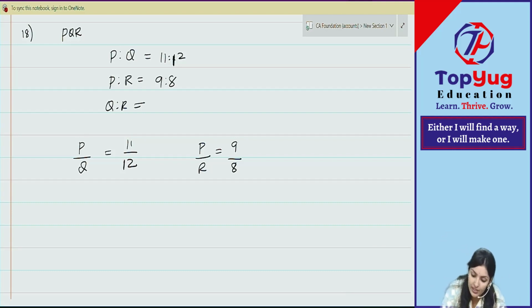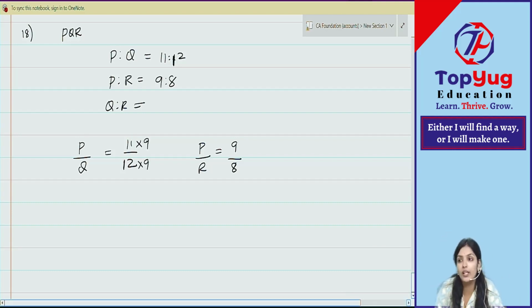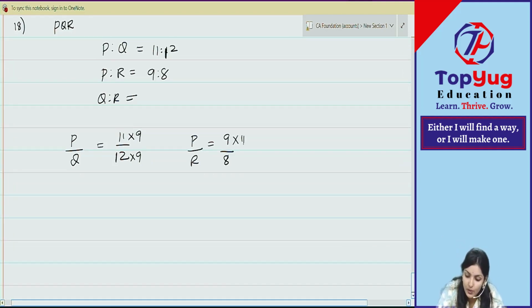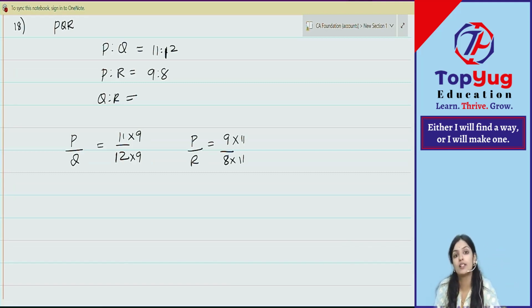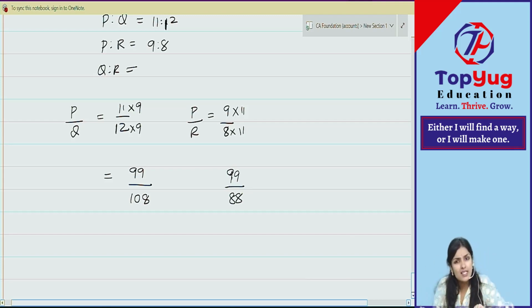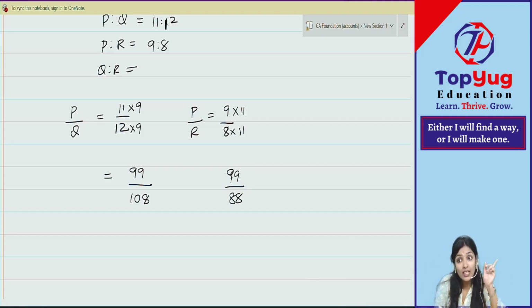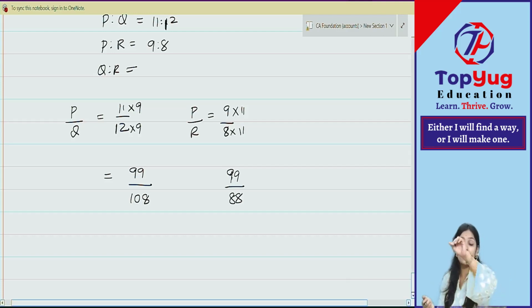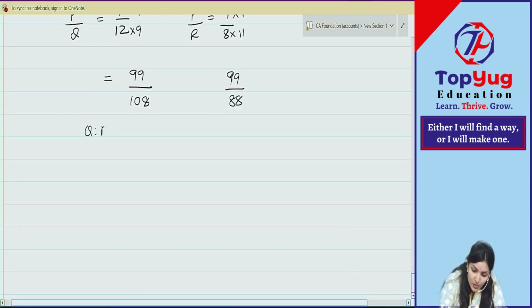What we will do over here is multiply by 9 on one side, and in this case multiply by 11. Multiplying the numbers on both sides, this becomes 99 by 108, and this becomes 99 by 88. Now the P's are the same, so now I can take Q and R, because we have converted them into equivalent fractions. That's what I made you learn at the beginning of this chapter. So Q is to R is nothing but 108 is to 88.